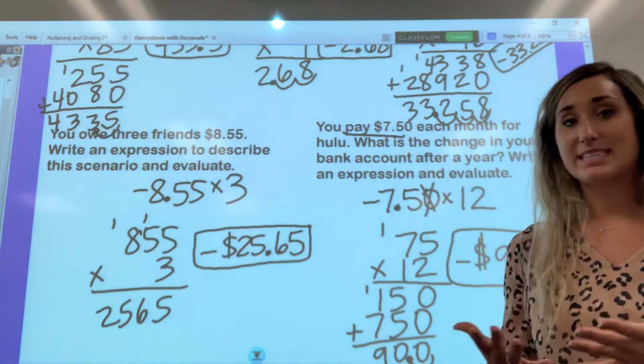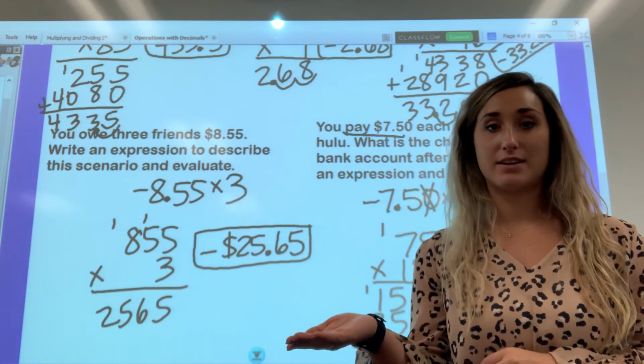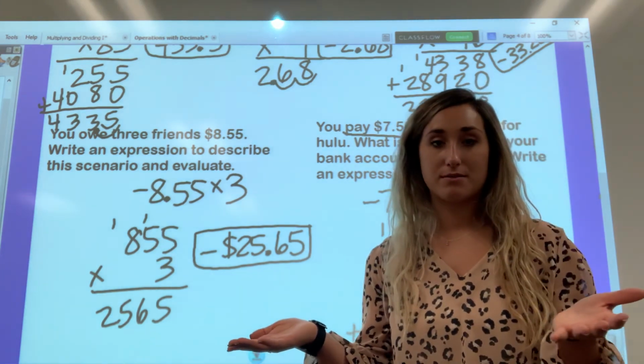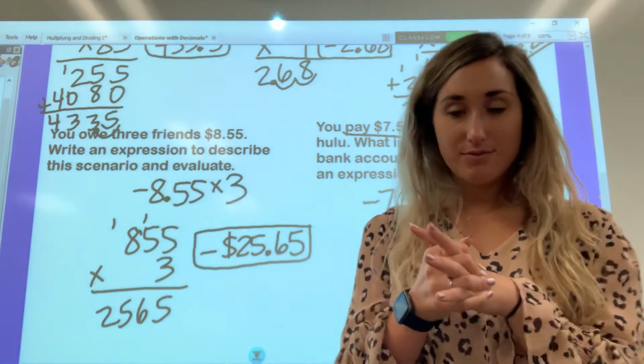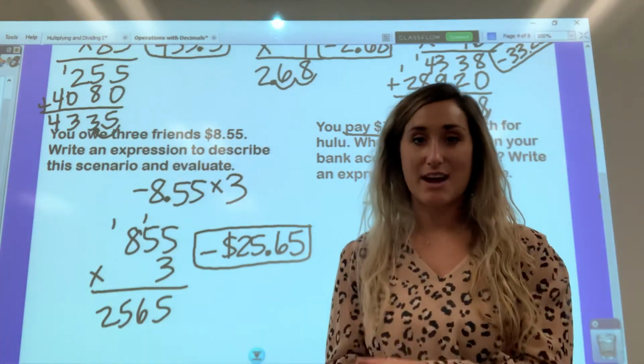So that's how we multiply negative decimals, just combining what we know about multiplying positive and negative with what you know about multiplying decimals and putting that together. So hopefully this helped, and now it's your turn to practice.